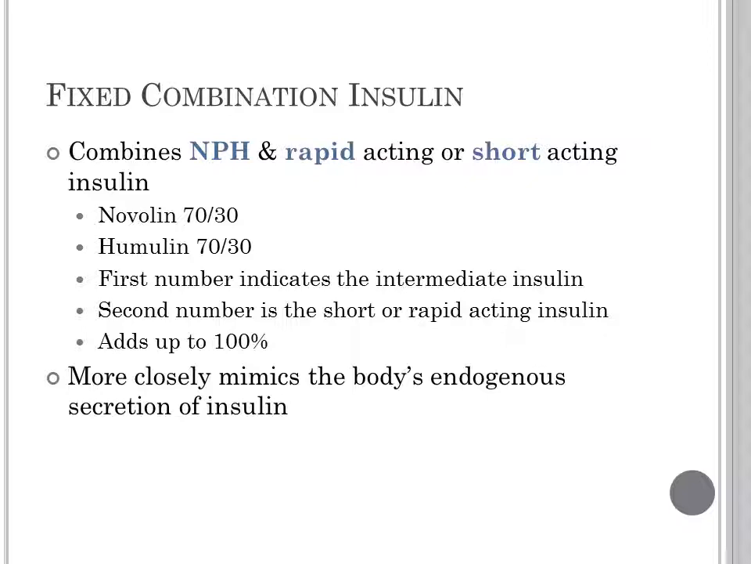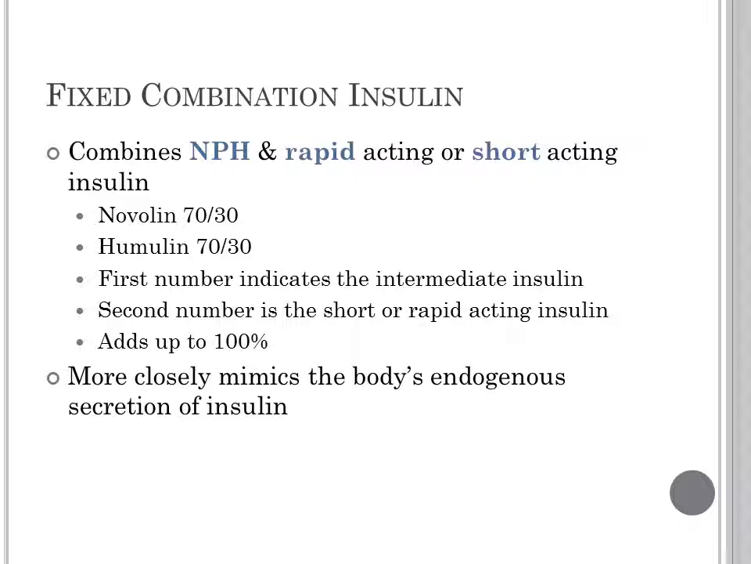So they check their blood sugar and decide they need 10 units of NPH and 3 units of regular. So then they draw up their 3 units of regular, 10 units of NPH, mix, mix, mix, inject. That would be if they were drawing it up.